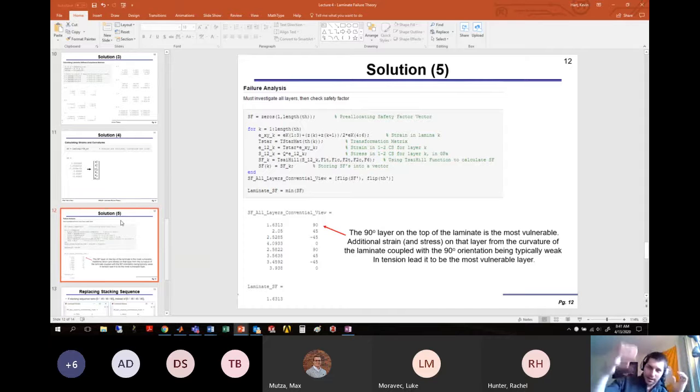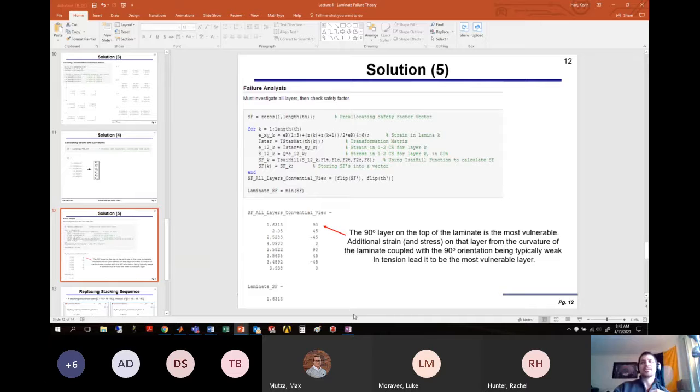All right. Here now we employ that failure analysis for each one of the individual layers. I'm not going to dive in on the code here. You can look at the code later if you want. But the idea is that we're looking at failure of each one of the individual layers and iterating through each one of those layers. So ultimately what I've built here is the safety factor on the left-hand side for each individual layer based on the stacking sequence that I was originally given. And we see here that this particular laminate would fail in the 90-degree lamina on the top of the piece.